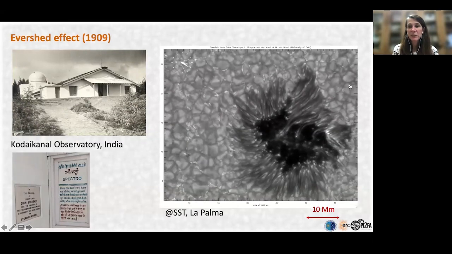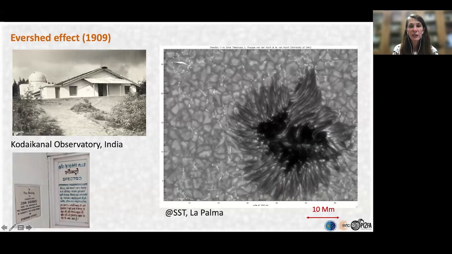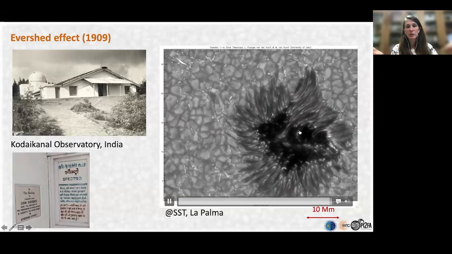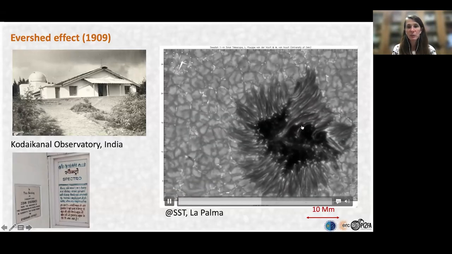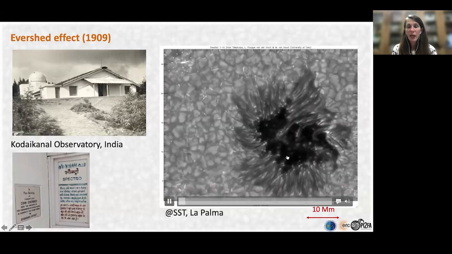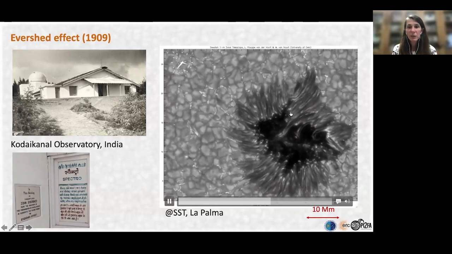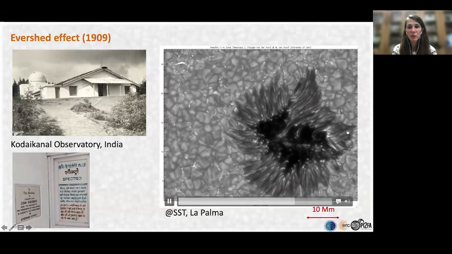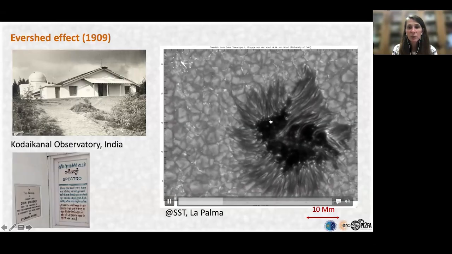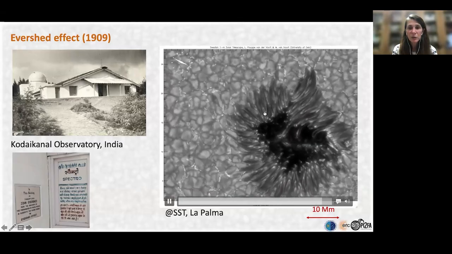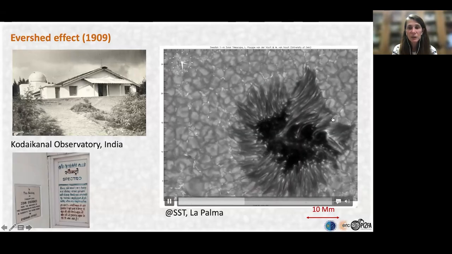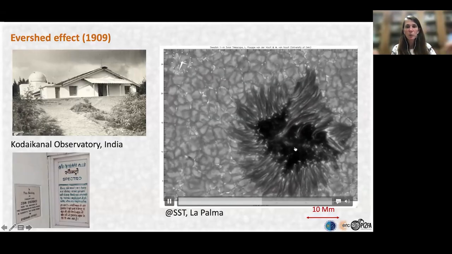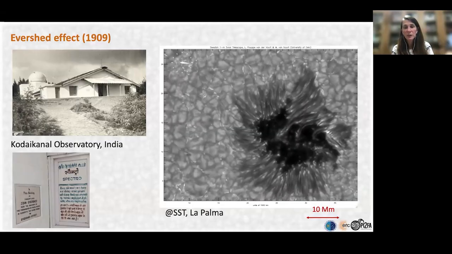The Evershed effect consists of an outflow from the sunspot to the outside. So we see again the sunspot that was already shown before. And we see that there are filaments, which are penumbral filaments, the gray filaments outside of the sunspot. And if you look closer, you may see that the plasma is moving outwards from this dark central region. So this is an outward motion observed at the solar surface.